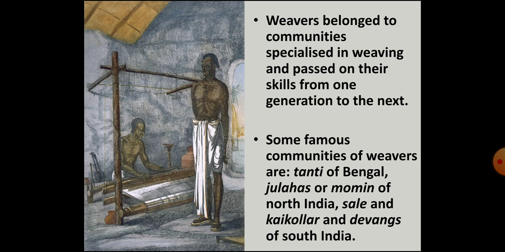Now, before moving any further in the learning of the story of Indian textiles, let's learn in short about the Indian weavers. Weavers means communities specialized in weaving that passed on their skills from one generation to the next generation. Some famous communities of Indian weavers are Tanti weavers of Bengal, Julaha or Momin weavers of North India, Sale, Kaikolar and Devangs of South India.